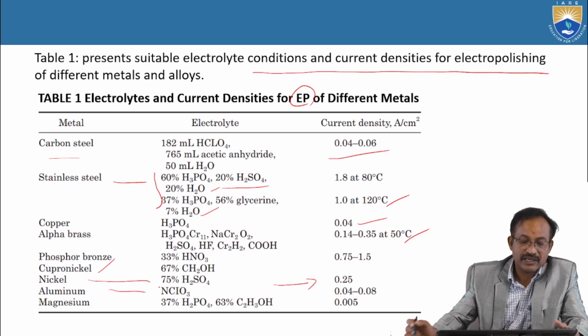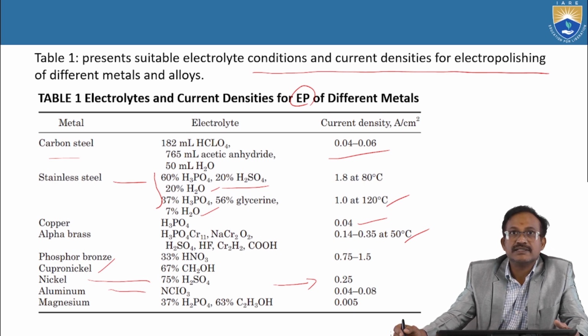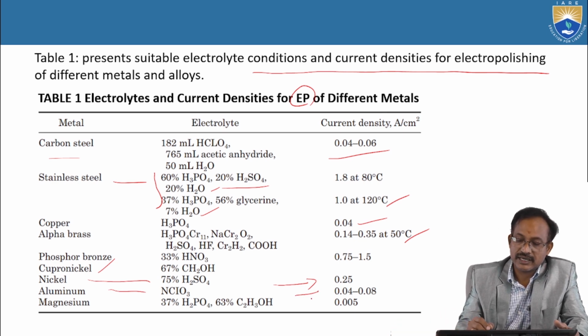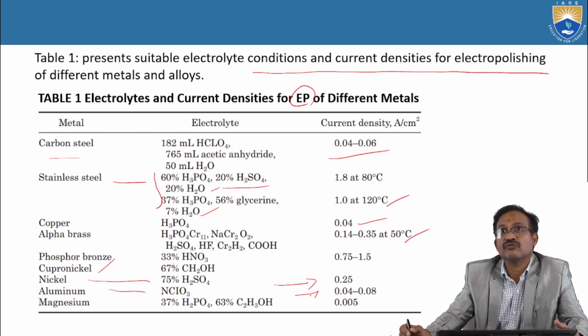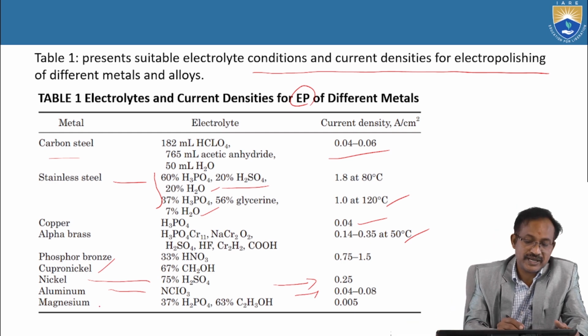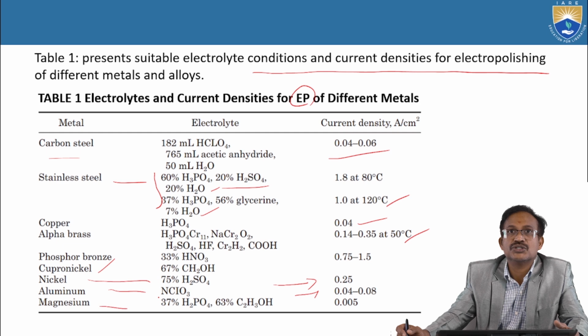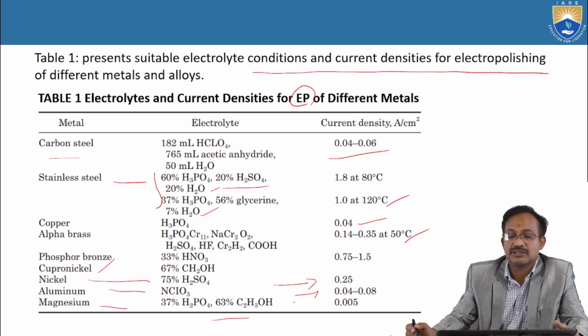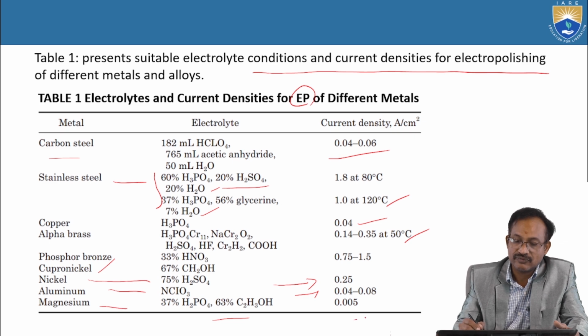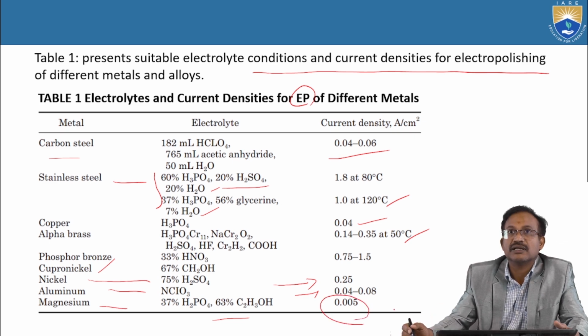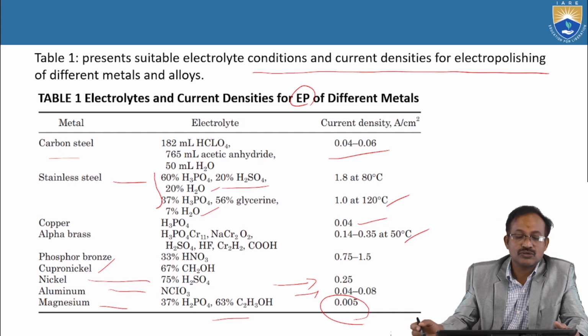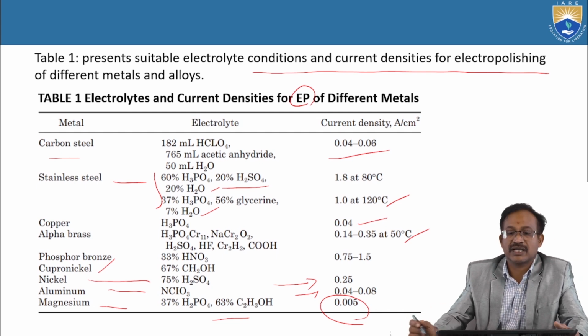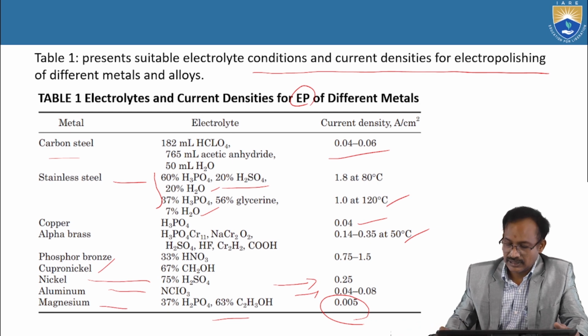For aluminum, the electrolyte is as shown, and the corresponding current density is 0.04 to 0.08. For magnesium, 37% H3PO4, 63% C2H5OH, and the current density is very low. This is 0.005. Okay, so make a note, for magnesium the current density is very low.